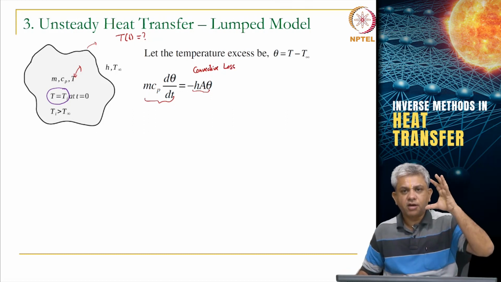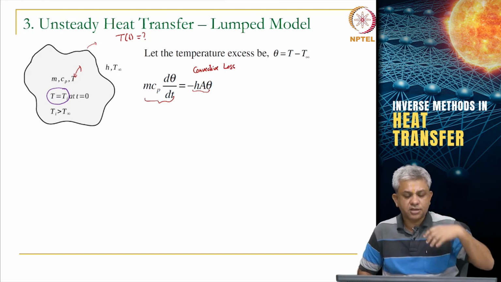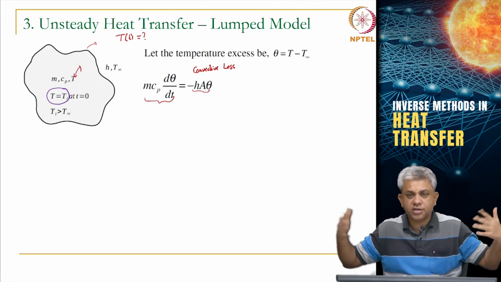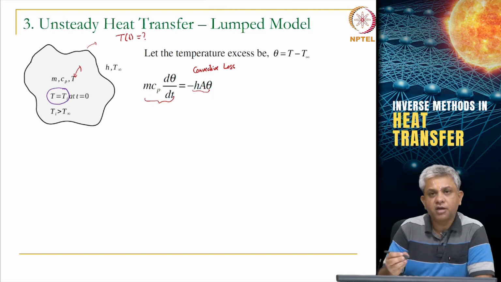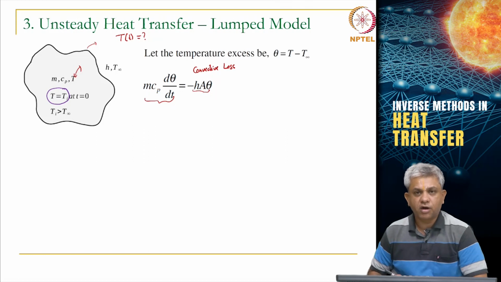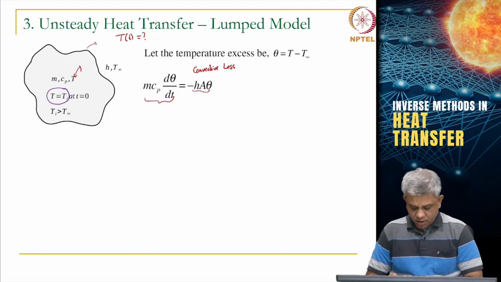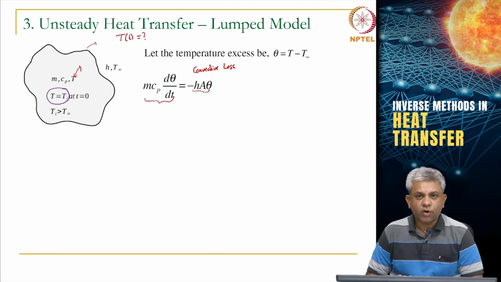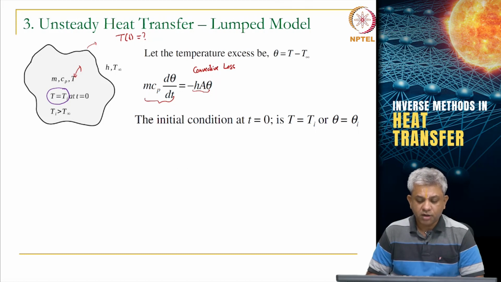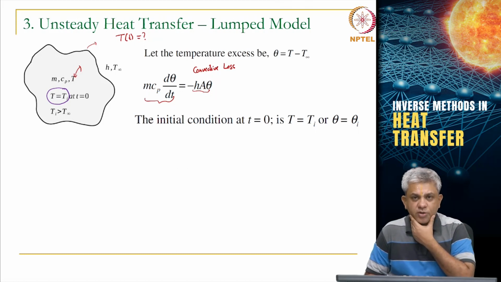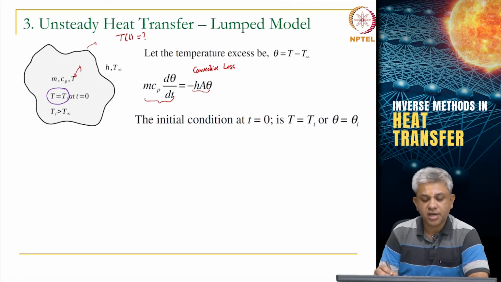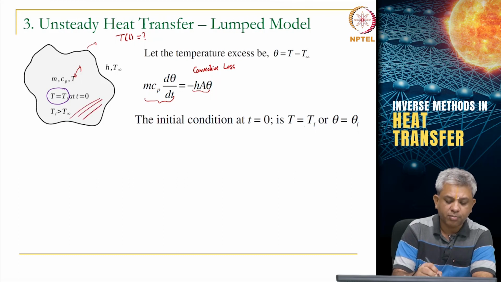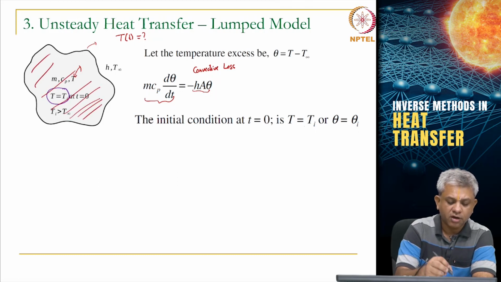Another way to say it is, the reason the temperature of the object is decreasing is because you have kept it in a fluid which is causing convective loss from the side. Notice this hA times T minus T infinity is the convection, and this is what accounts for the rate of change of temperature. Once you have this, you can find out how the temperature varies over time. This is an unsteady problem, so we have to give initial conditions. The initial condition is that at t equal to 0, temperature is Ti. Again, I have ignored all temperature variation within the body because of the Biot number.